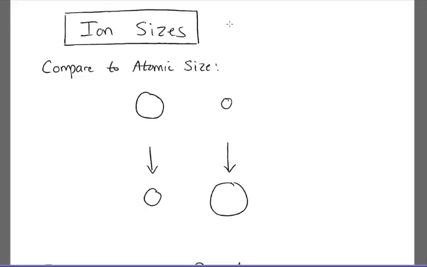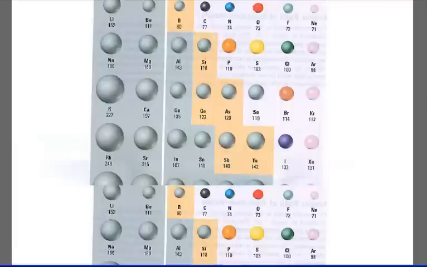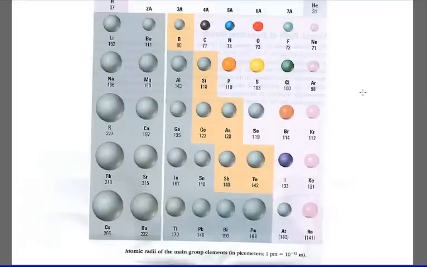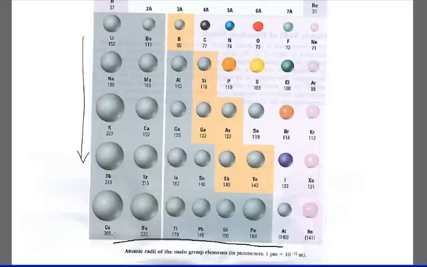Let's talk about the size of ions. We've already learned about atomic sizes. Here's a diagram of atomic size according to where they are in the periodic table, and we noted that as you go down a group, size gets larger, and that as you go across a period, size gets smaller, which means it gets larger going to the left. So size is the largest in the lower left-hand corner.